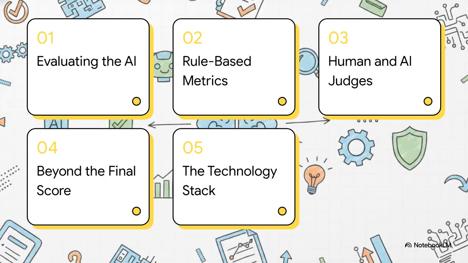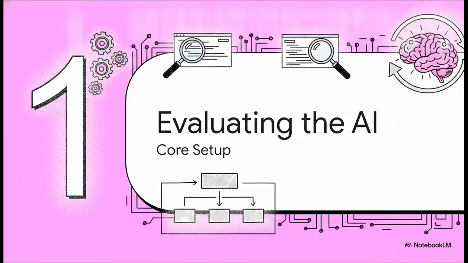Here is our game plan for today. 1. Evaluating the AI. 2. Rule-based scoring metrics. 3. Human and AI judges. 4. Beyond the final score. And 5. The technology stack. All right, let's kick things off with part 1, evaluating the AI.